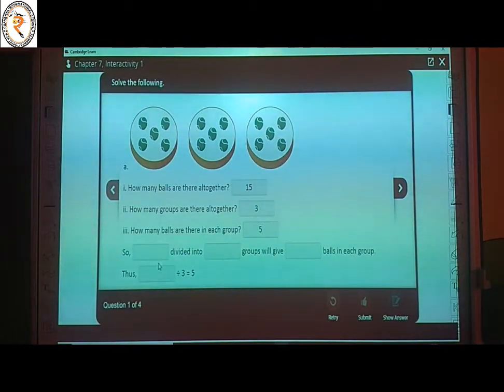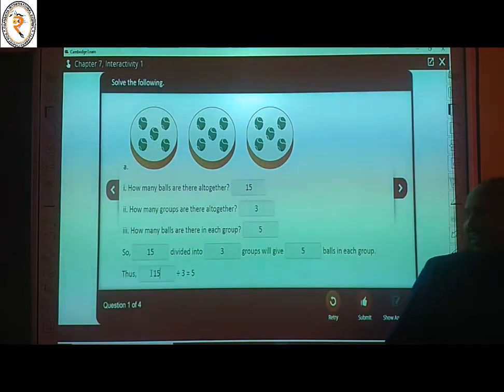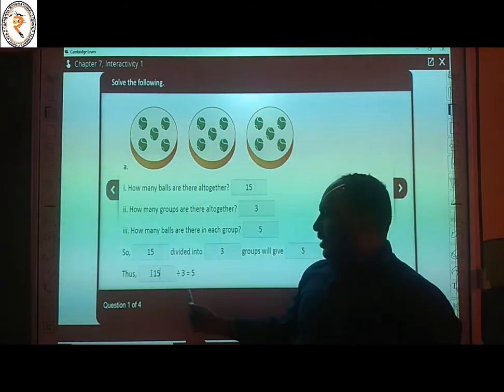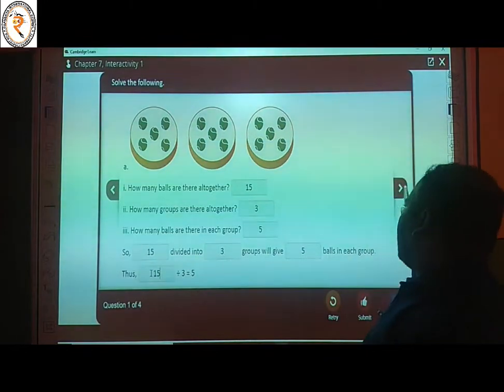So 15 divided into 3 groups will give how many balls? 5 balls in each group. Thus 15 divided by 3 is equal to 5. Next activity.